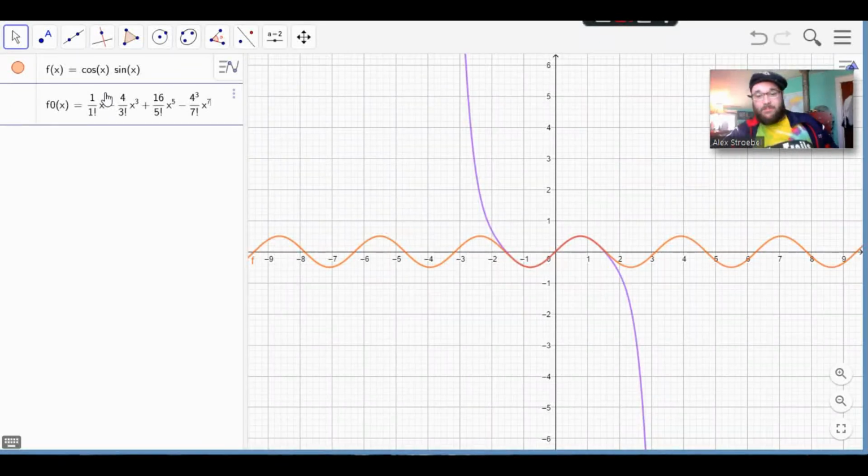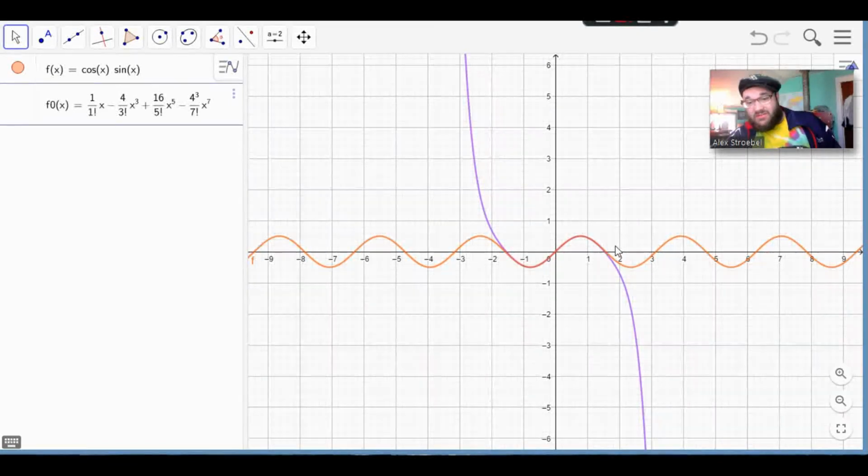So those are just the terms that we came up with, and you can see that it does look like it is approximating this function the farther we go.